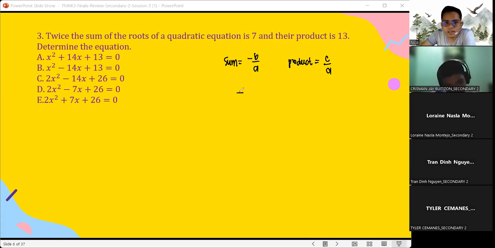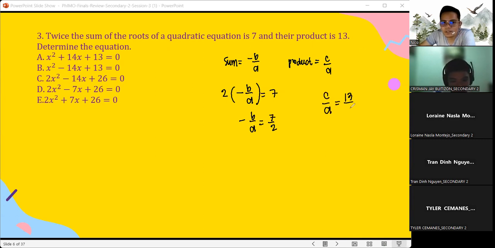So meaning twice the negative b over a is equal to 7. So negative b over a is equal to 7 halves, right? Now their product is c over a, which is 13 or 13 over 1. So we can say that this one here is having a unit digit, having a common letter of A.